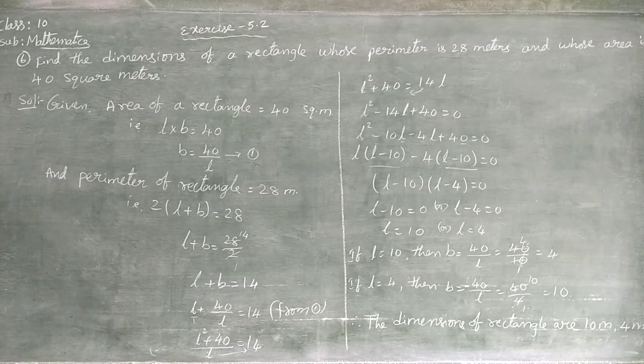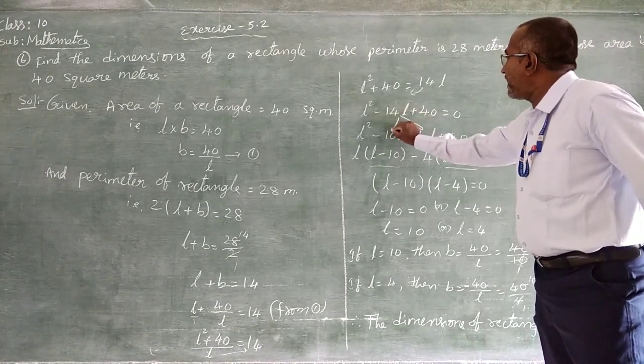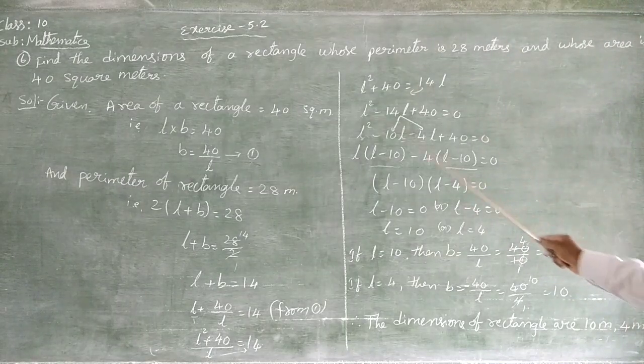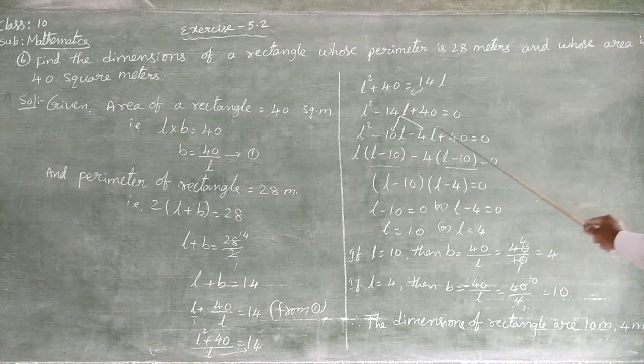Here we can split the middle term. Minus 14L can be split as minus 10L and minus 4L. In the first two terms, we can take L as common, then L minus 10. In the remaining two terms, take minus 4 common, here L minus 10 will come. The plus minus will come outside, minus 4. Minus into minus, plus, 4 tens are 40.